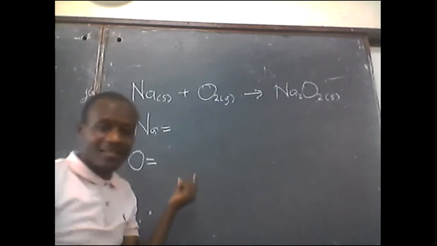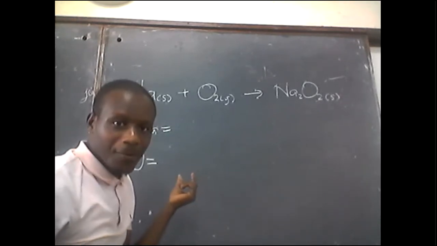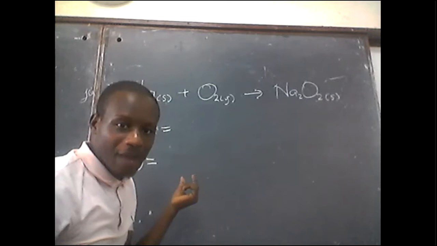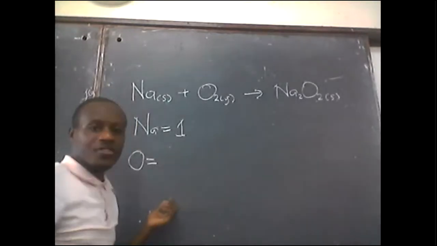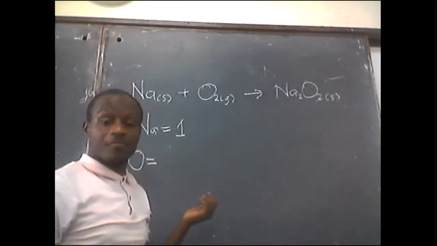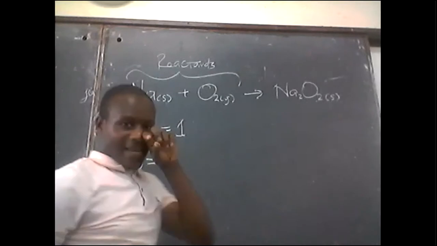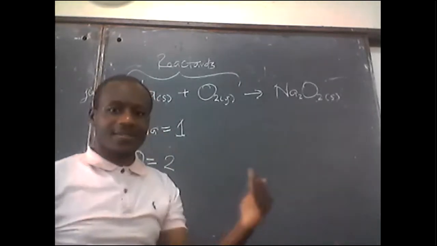I see so many hands. Amelia: 1 atom. Okay, let's go to oxygen. Lorraine, left-hand side. 2. Thank you. Let's go on the right-hand side, the ones that we call products.